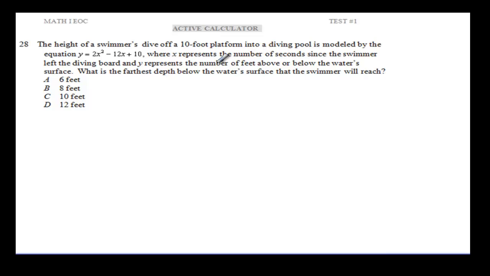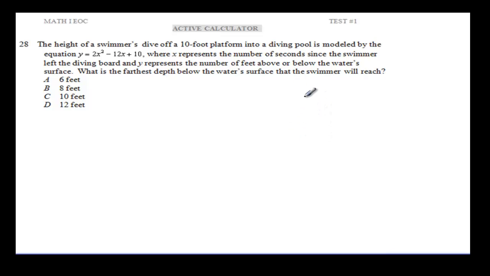Let's stop here. The number of feet above the water means the value of y is positive. Below the water, the value of y is going to be negative. What is the furthest depth below the water surface that the swimmer will reach? You need the depth, which means you're looking for the height under the water.